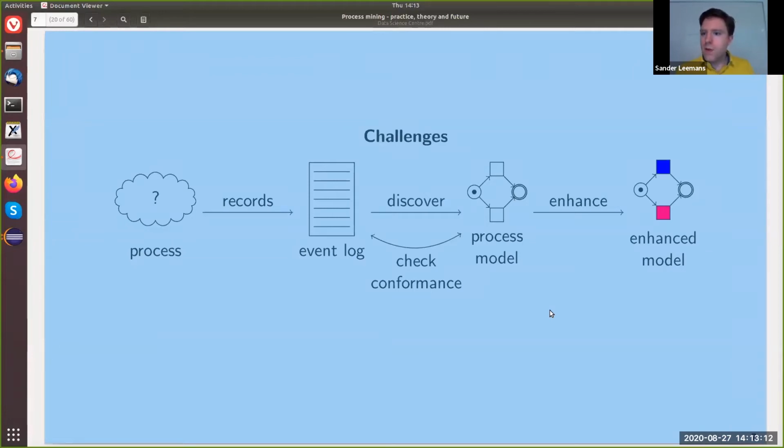The first step in process mining is to find a process model. So we refer to this as process discovery. And I already hinted at it, this is not a trivial task, and there are several trade-offs and caveats that need to be taken into account. So let's look at these challenges in a little bit more detail.